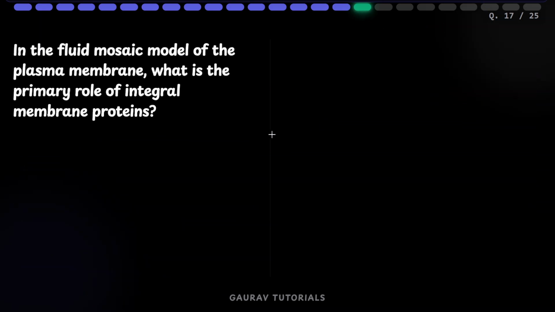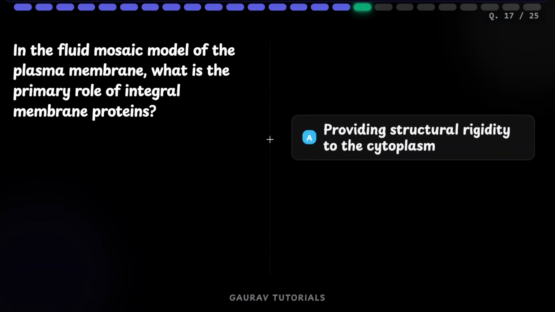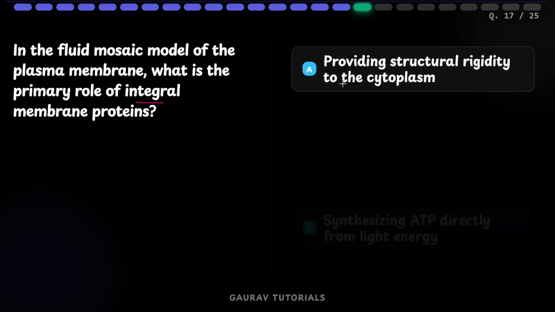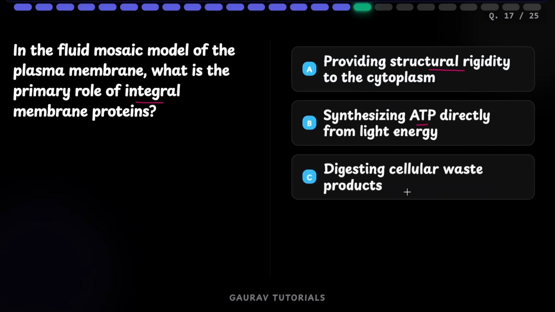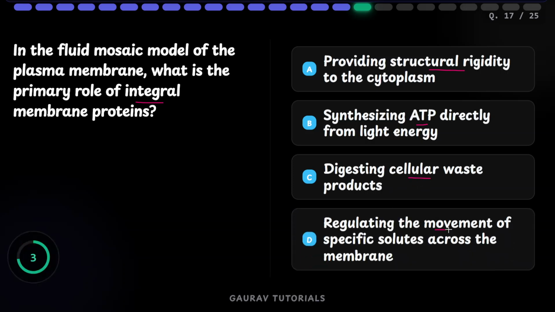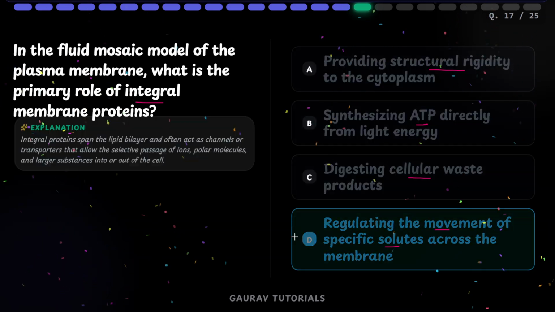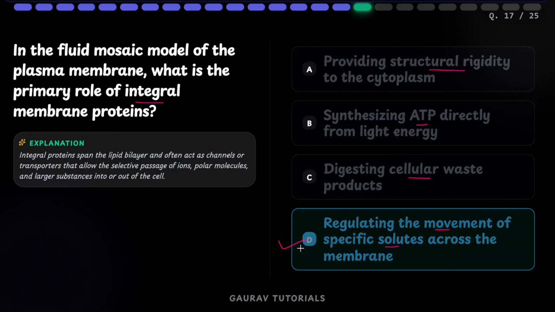Question number 17. In fluid mosaic model of plasma membrane, what is the primary role of integral membrane protein? Option A, providing the structural rigidity to the cell cytoplasm. Option B, synthesizing ATP directly from light energy. And option C, digesting cellular waste product. And D, regulating the movement of specific solutes across the membrane. The correct answer is option D, regulating the movement of specific solutes across the membrane.